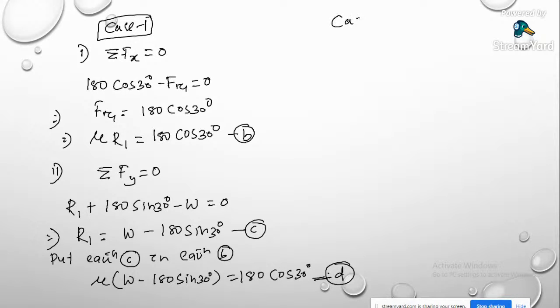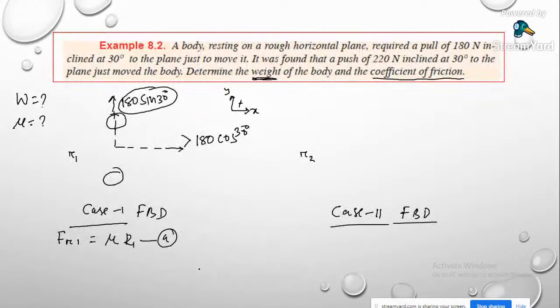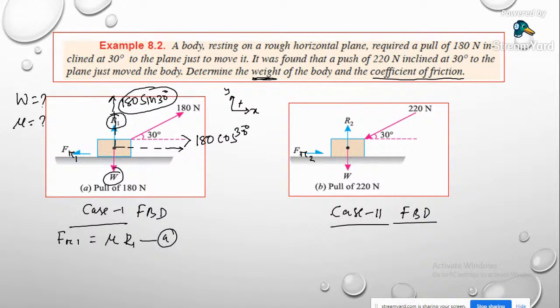Now you talk about case 2. Here we got one equation, and another equation you will get from the second case. This is case 2. Same thing here: you take the component resolution of these two forces along the x direction, that is 220 cos 30 degree, and this is 220 sin 30 degree.